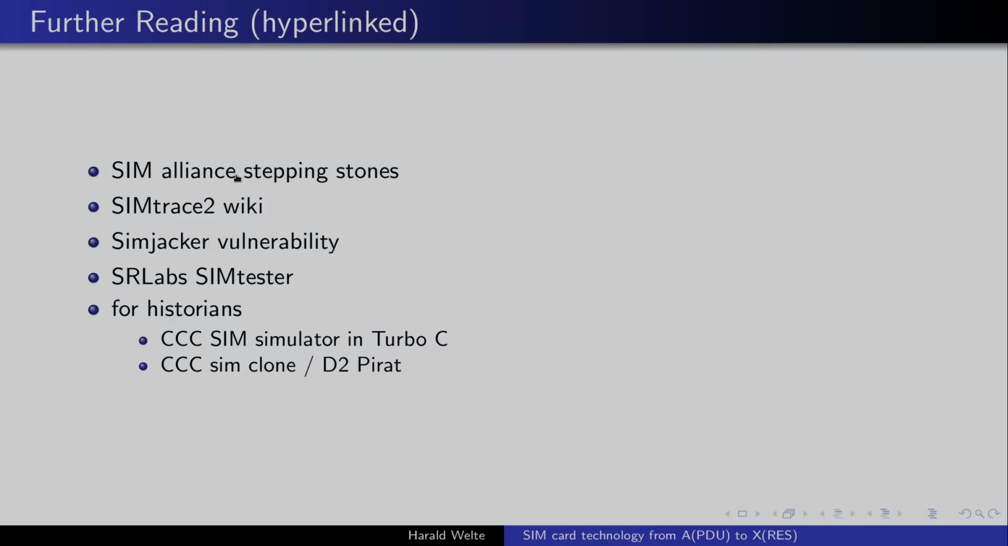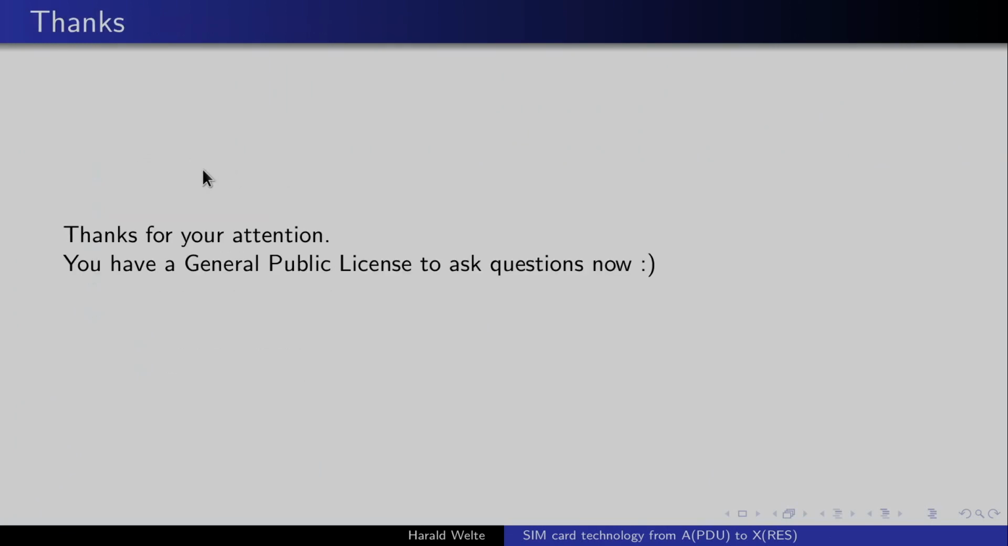In terms of documentation beyond the specs, there is one document that I always like very much to recommend, which is also linked here. It's the so-called SIM Alliance Stepping Stones. No idea why it's called that way, but that's how it's called. There's a hyperlink, so if you work on the slides, you can download it. That's a rather nice overview document about all the different specs and how it ties together. So I can recommend that.